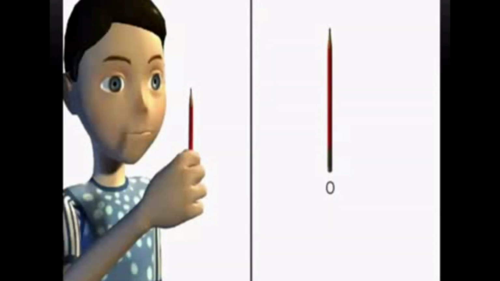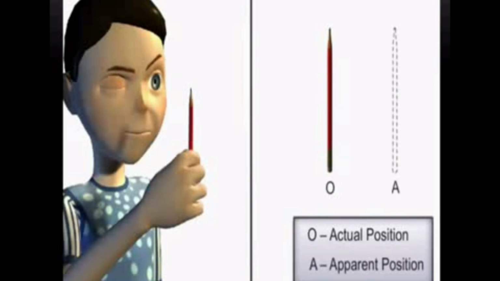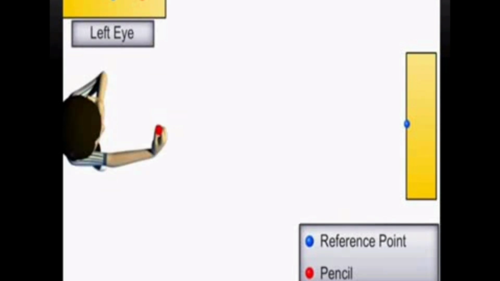And the parallax method. Now we are going to see the measurement of length by the parallax method. Parallax means the actual position and the apparent position; we are imagining another position. It's a method of measuring distance. You can take a reference point and a pencil, and use the two eyes, left eye and right eye.